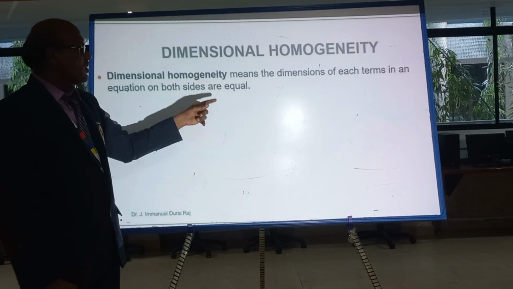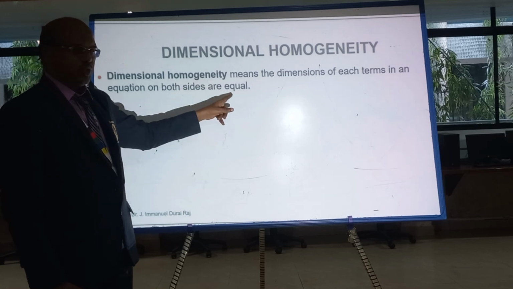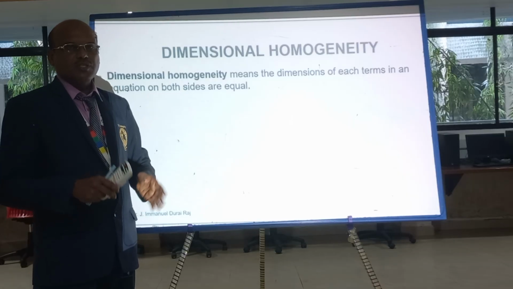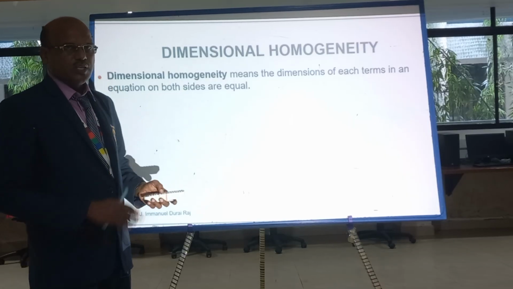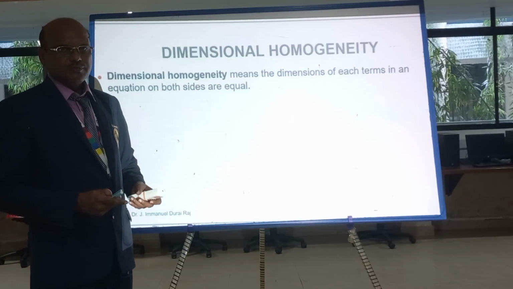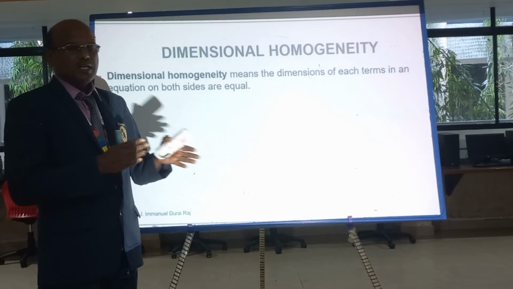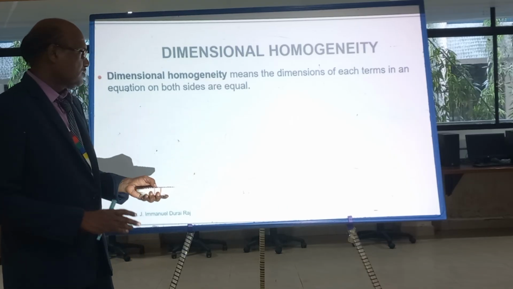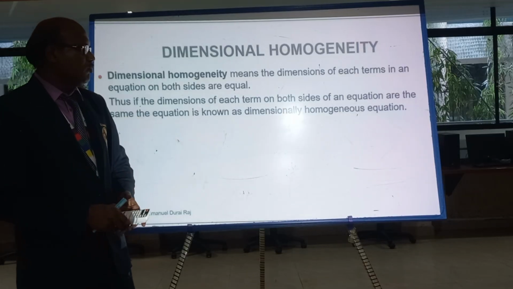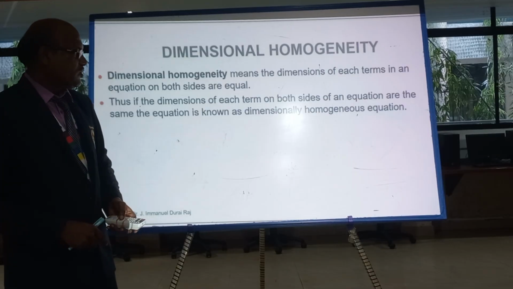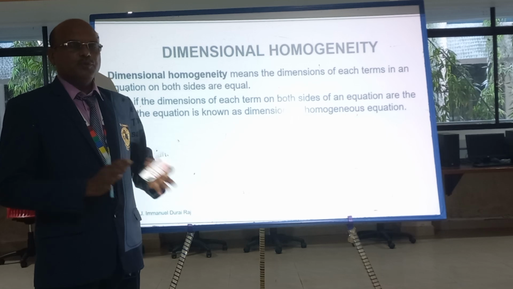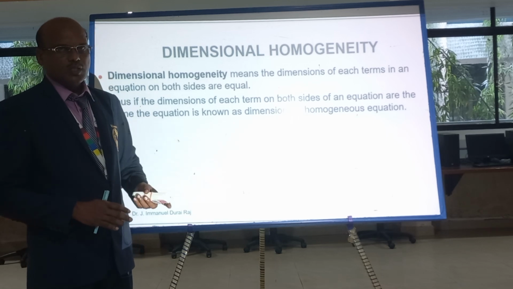It means that the dimensions of each term in an equation on both sides should be equal. As I mentioned, the dimensions of MLT on the right hand side should be equal to the dimensions of MLT on the left hand side. If it is equal, we call that equation dimensionally homogeneous. Thus, if the dimensions of each term on both sides of the equation are not the same, the equation is not dimensionally homogeneous. You cannot simply put terms on the left and right as you like.